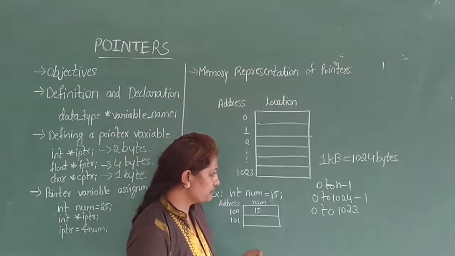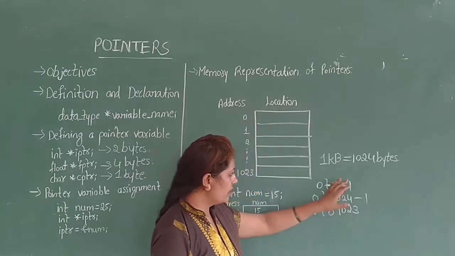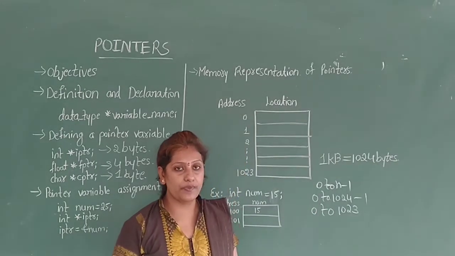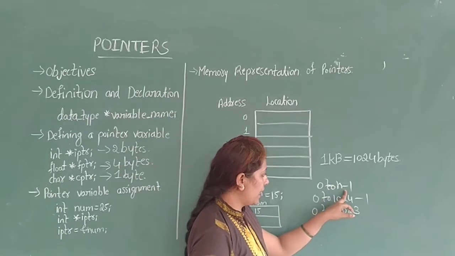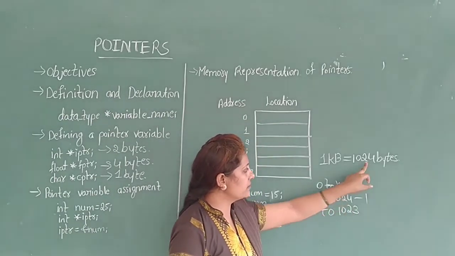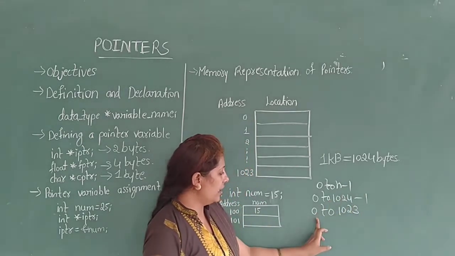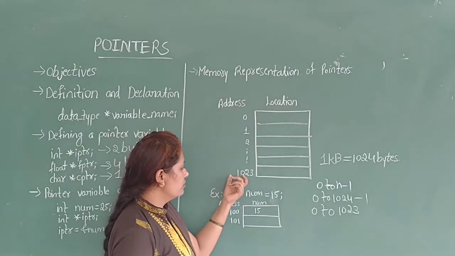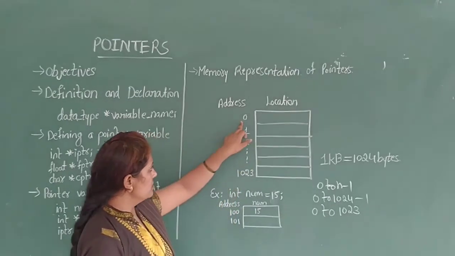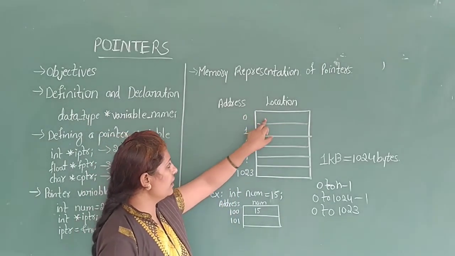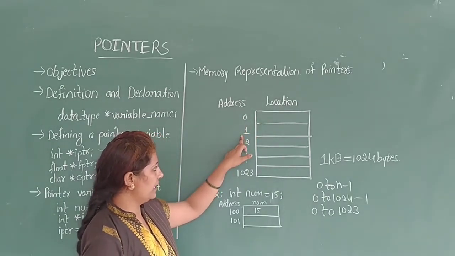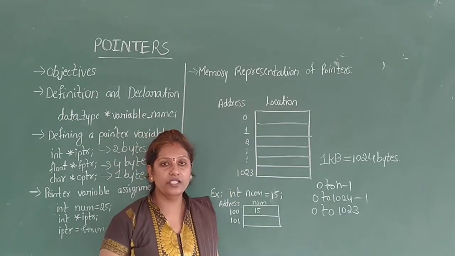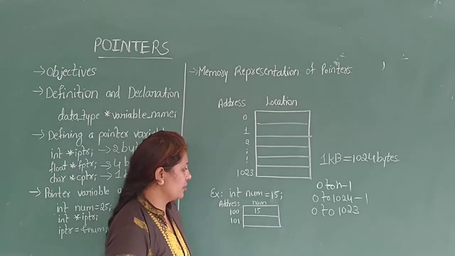The array follows a memory representation and it reads an index value according to the subscript range, that is from 0 to n minus 1. Here n is 1024 bytes, minus 1, so it reads the index values 0 to 1023. 0 represents the first address of the memory location. 1 represents the second address of the memory location, and so on. 1023 represents the last address of the memory location.